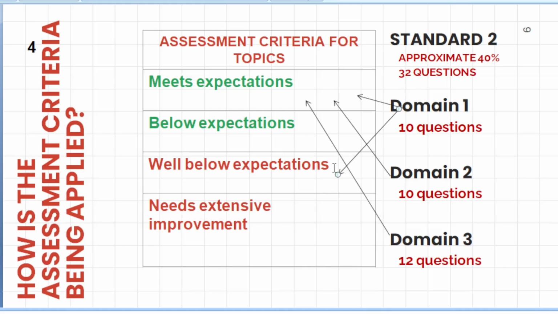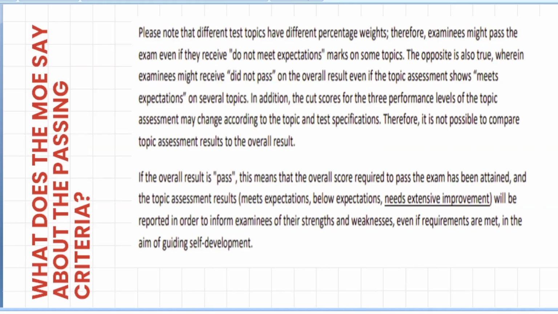Okay, over here you are getting well below expectations, but overall you are getting meets expectations. So according to this statement, it is not possible to compare topic assessment results to the overall result. So even if you are not achieving an expected result in any domain, but you are meeting the overall result of the standards, that's good for you.